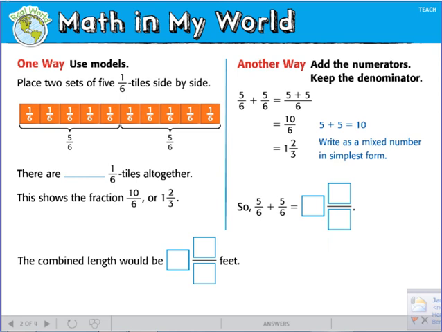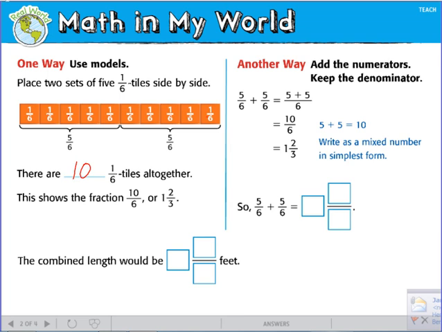Now, one way that we can solve this is to line up tiles. So here we have our 1/6 tiles laid out next to each other. We have 5 of them for one jellyfish: 1, 2, 3, 4, 5. And we have 5 of them for the other jellyfish: 1, 2, 3, 4, 5. Okay? Now, altogether, how many tiles are there? 10. So we have 10 1/6 tiles.